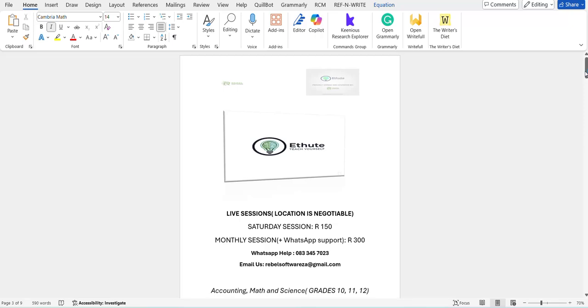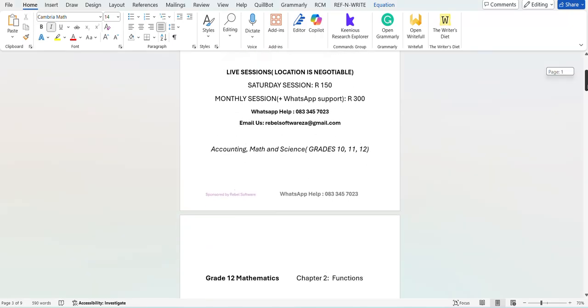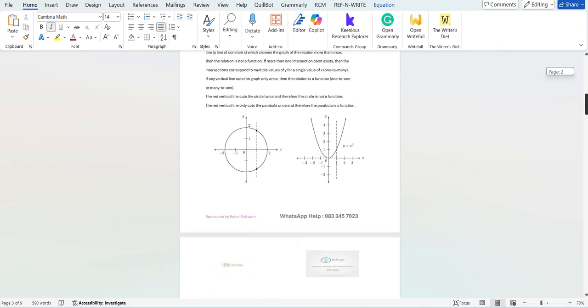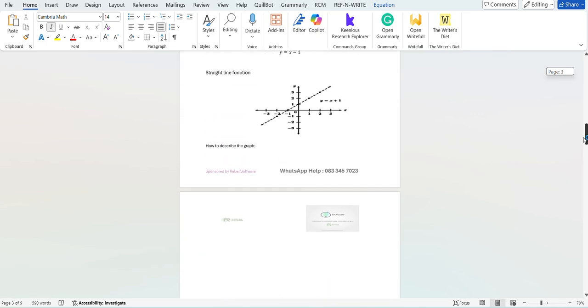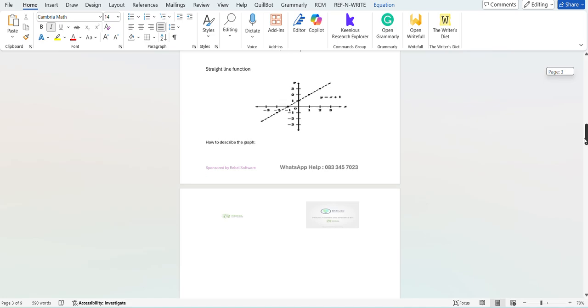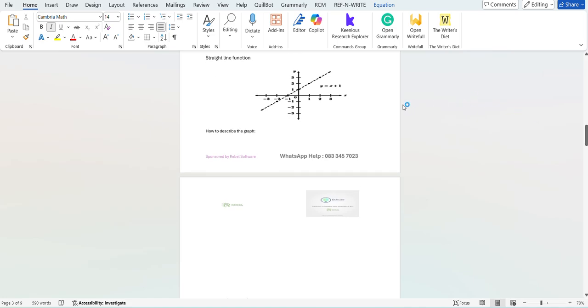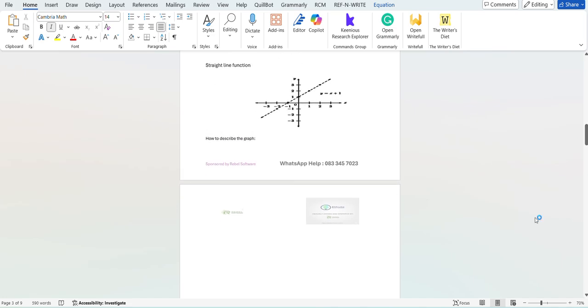We are still on chapter 2. Now we're going to do the third part, which is our first function, a straight line function. A straight line function is a linear function, or we can call it a straight line or a linear function. It's a function that is represented by a straight line. Here we have an example of a straight line.